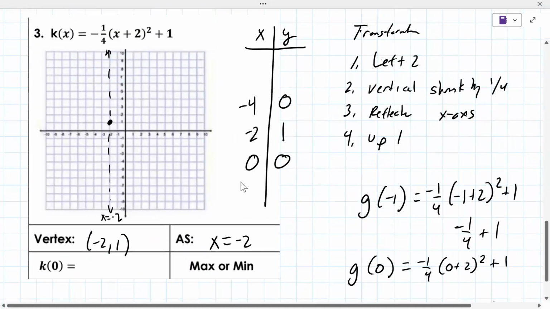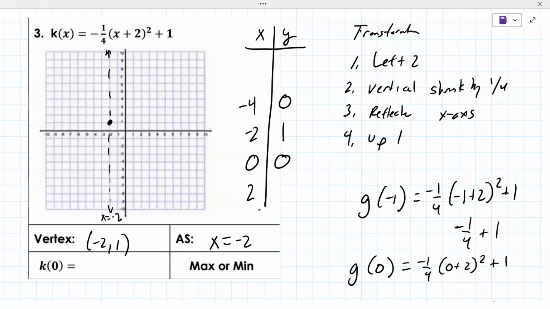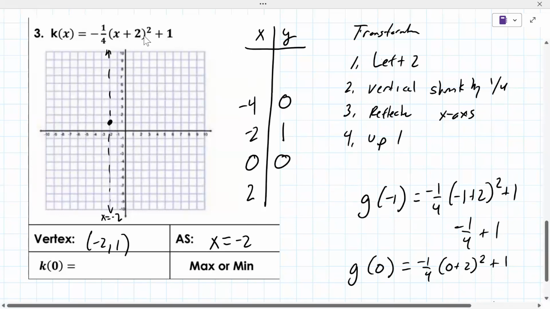Now, if we were to put 1 in, and we look ahead here, 1 plus 2 squared is 3. What is 3 squared? 9. -1/4 of 9 is another fraction, so we probably don't want to do that. But what if we go one more to the right and we go 2? Well, 2 plus 2 is 4. 4 squared is 16. -1/4 of 16 is -4.